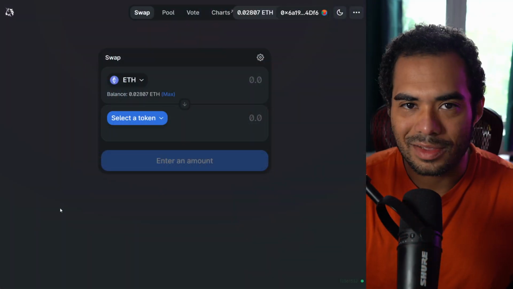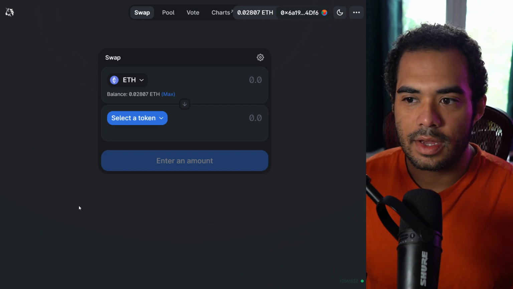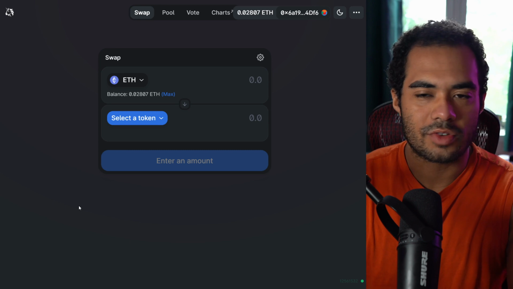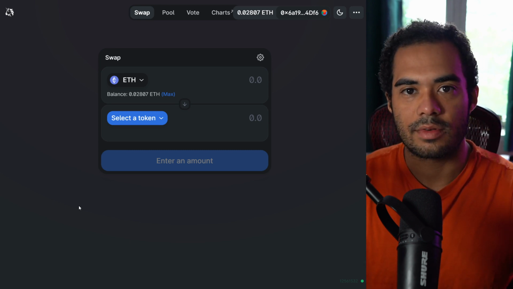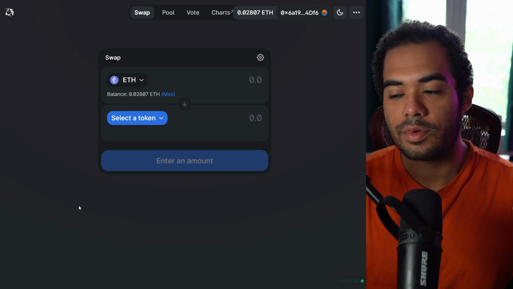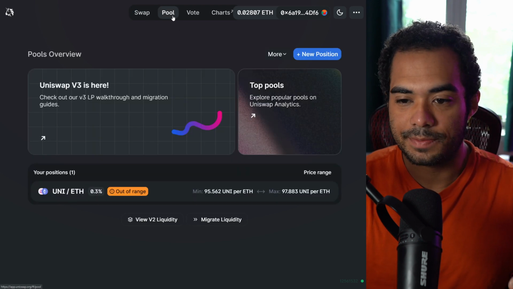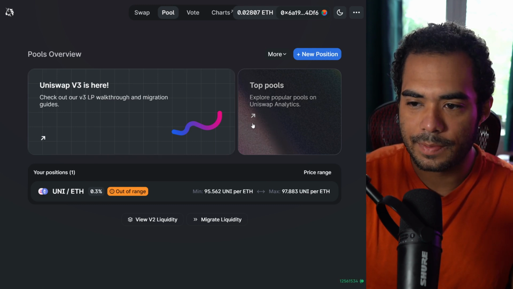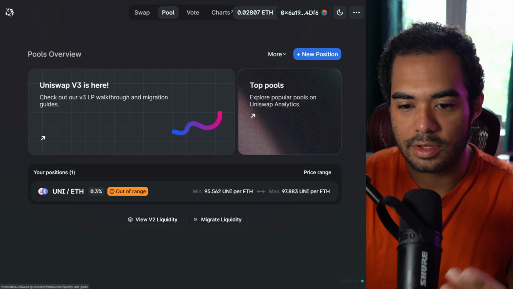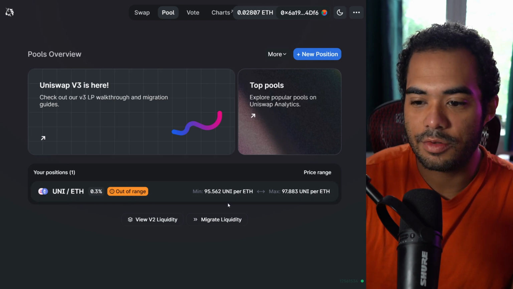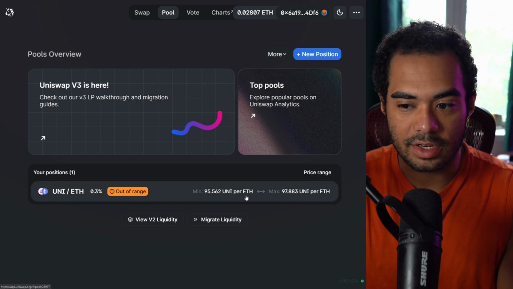We've got Uniswap live on the screen here. If you're not familiar, Uniswap v3 is pretty much the new Uniswap that came out more recently. The main difference between Uniswap v3 and v2 is what they call concentrated liquidity positions. If you go over to the pool page here, it shows you what types of pools and positions you already have, and it tells you the range in between where your liquidity is concentrated.